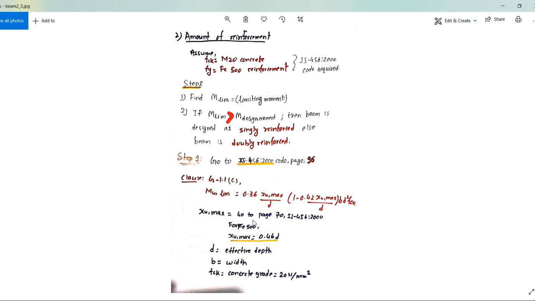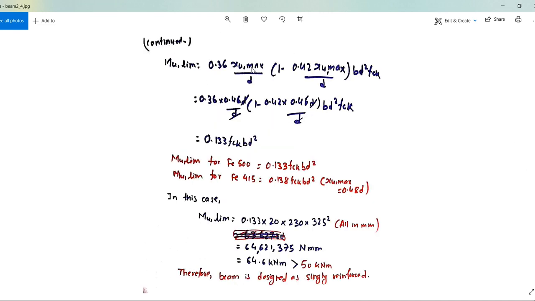Now if we go to page 70 of the same code, for Fe500 we get this value, Xu max by d equal to 0.460. We are going to substitute this 0.460 in this formula. After substituting, we get this expression for Fe500. Similarly, for Fe415, we get 0.138 fck bd square. For the time being, we are using the formula 0.133 fck bd square.